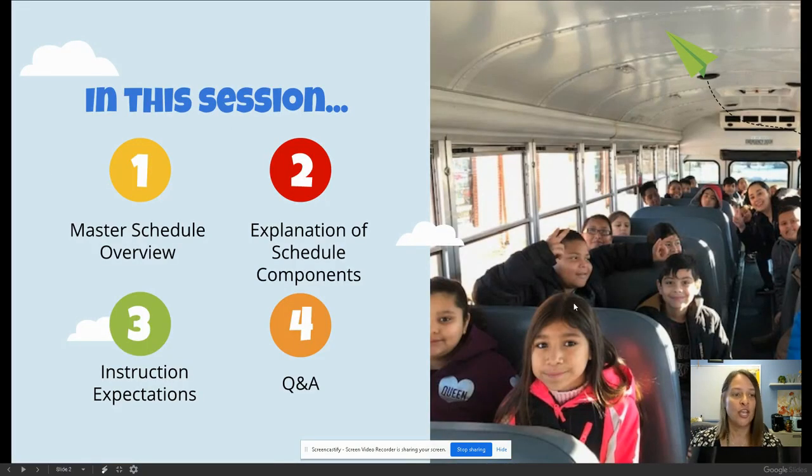In this session, you will receive an overview of the master schedule, receive an explanation of the schedule components, learn the instructional expectations, and participate in a Q&A session. In the next section, Ms. Gorsuch will walk you through the remote master schedule and the details of its components.